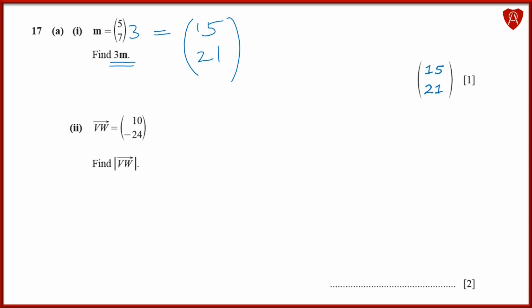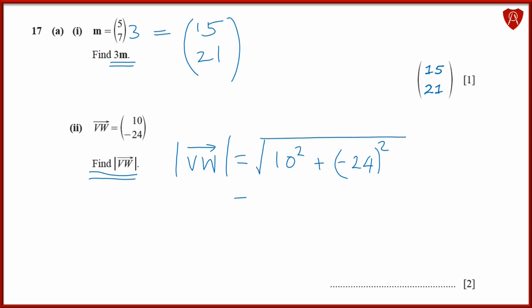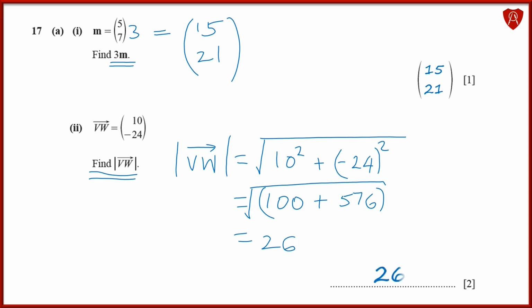Vector VW is equal to (10, -24). Find the length or the magnitude of the vector VW. So VW, the magnitude, is found using Pythagoras' theorem. 10 squared plus minus 24 squared, and you get the square root. This is 100 plus 576, the square root of all that, which should be 26. So 26 is the answer. We write and move on.